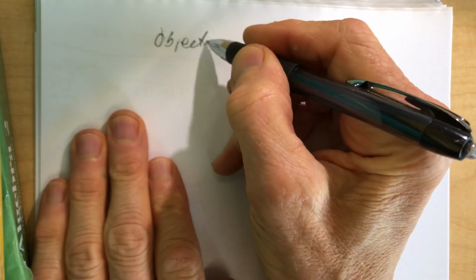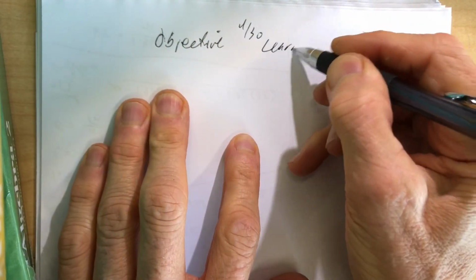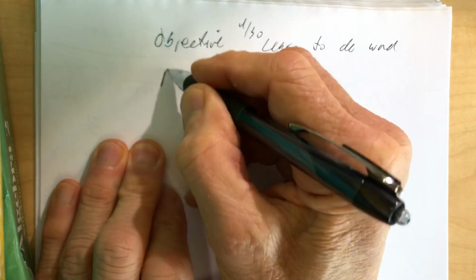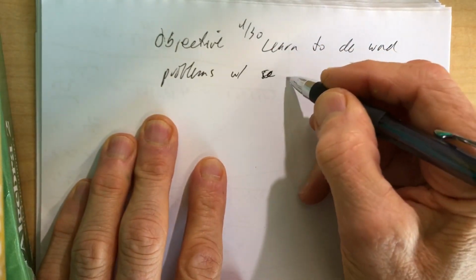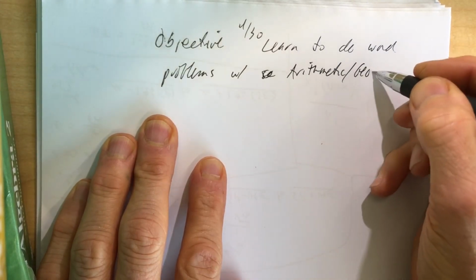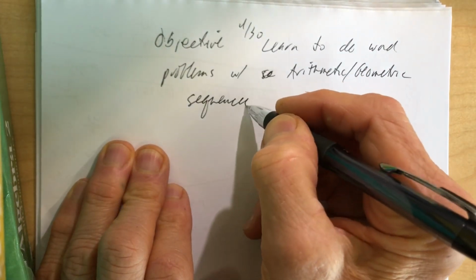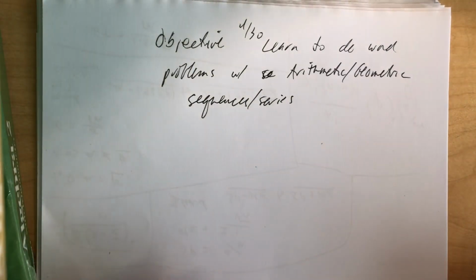Okay, so these problems, let's do an objective. Objective, and this is 4:30. Learn to do word problems with sequence or arithmetic or geometric sequences/series. So before you get stressed out about this, these are pretty simple word problems.